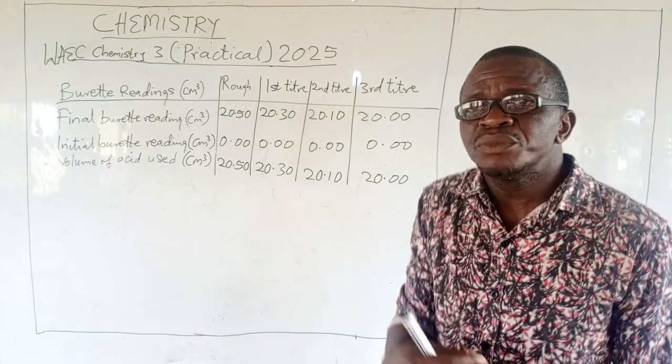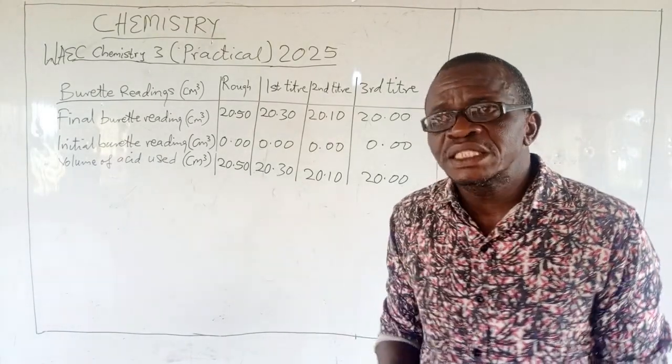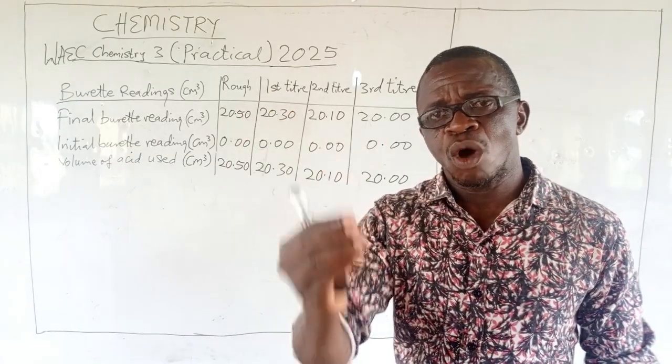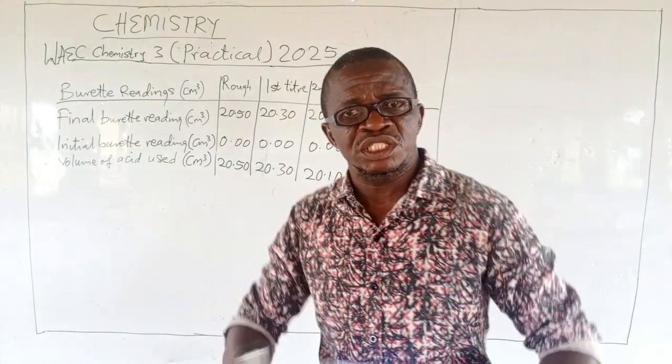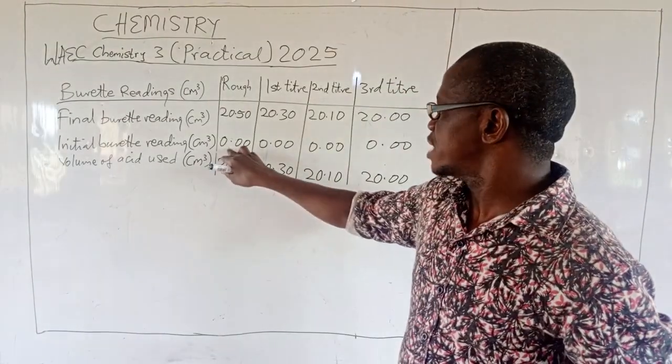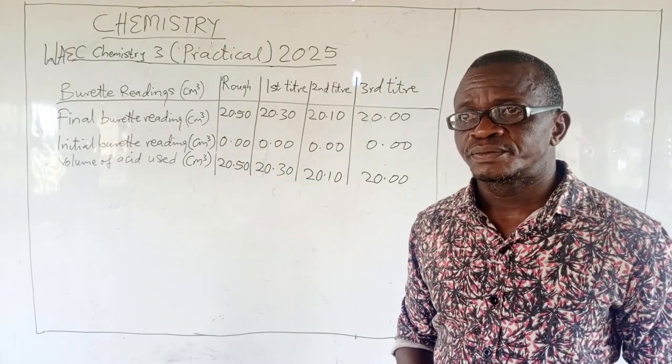oh, this is 20.5. Now let me be very careful. From 20, I will be putting drop by drop, drop by drop, drop by drop. One drop should give me the color change, and I stop. Take the reading. It will be less than the rough.